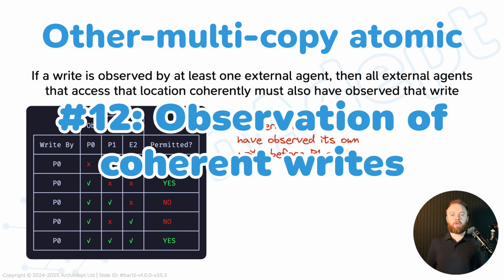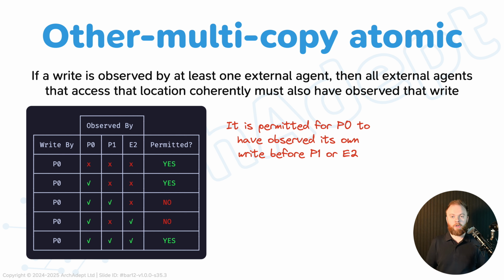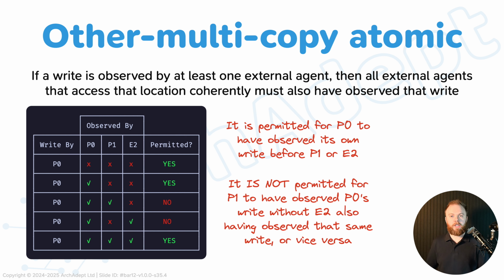Now, what I want to draw your attention to with this table is the fact that it is permitted for P0 to observe its own write before either of P1 or E2. However, it is then forbidden for, say, P1 to have observed P0's write without E2 also having observed that same write, or vice versa. In other words, either all external agents that access a location coherently have observed P0's write, or none of them have. There is no in between.